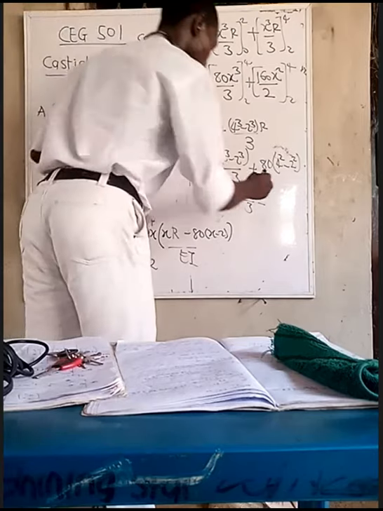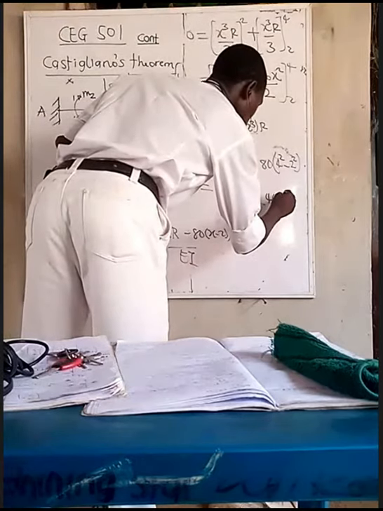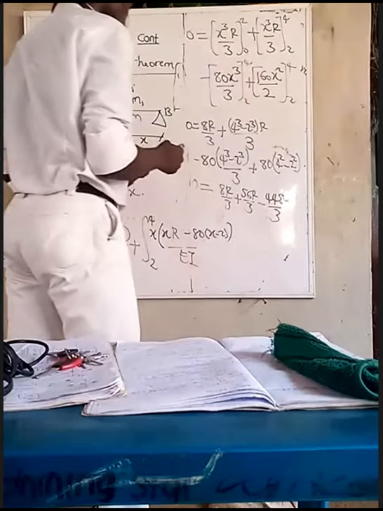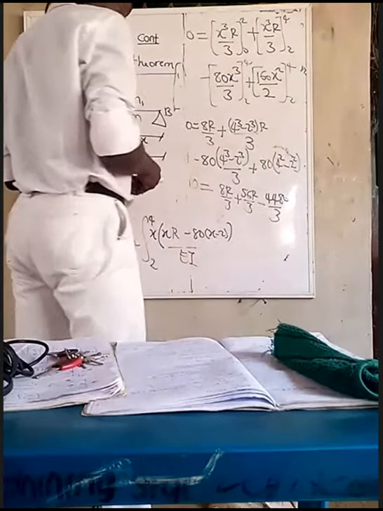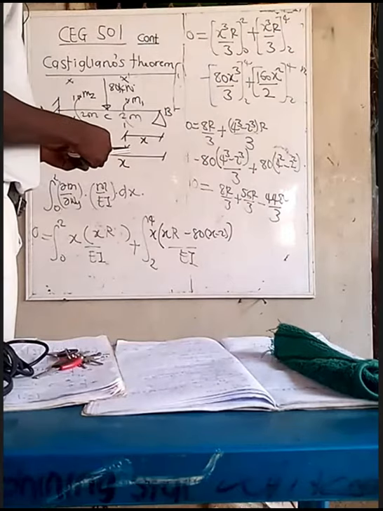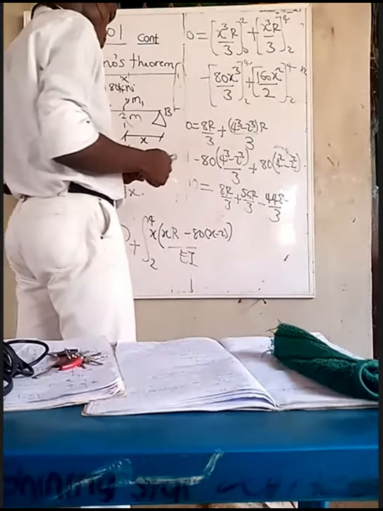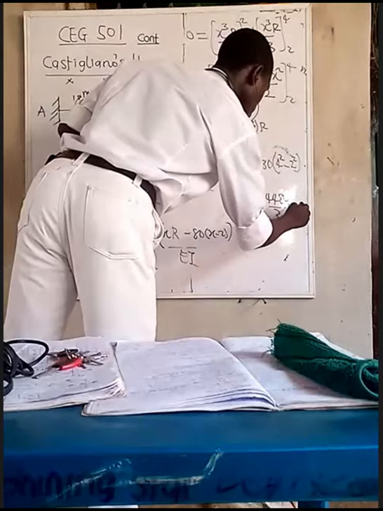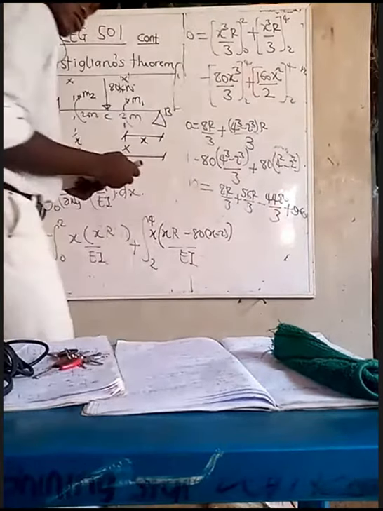So we have minus 4480 over 3, then 80 into bracket 4 squared minus 2 squared. So plus 960 is equal to 0.